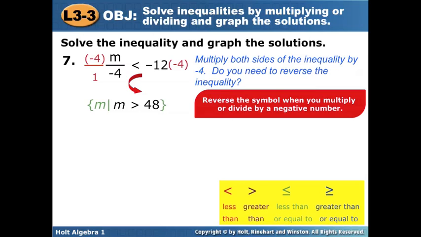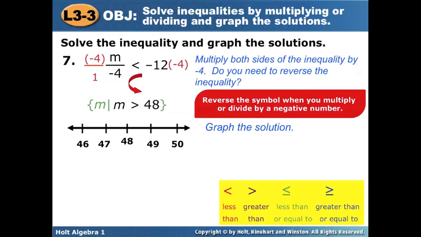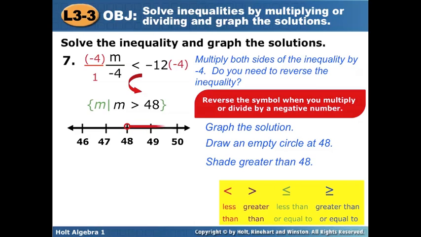Write your answers in set notation. So we have the set of all m's such that m is greater than 48, and we'll graph this on a number line. This will have an open circle on 48, and we shade towards the greater than side.